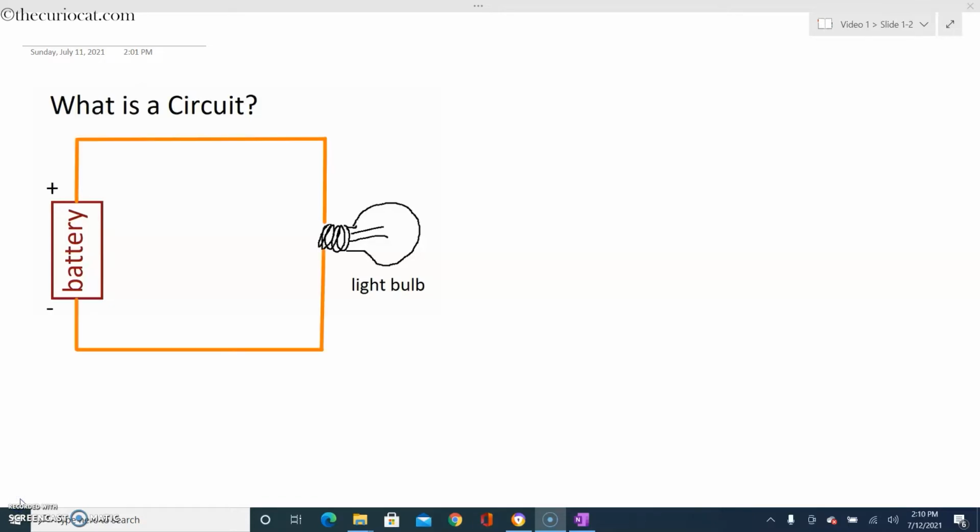So now I've added some wires. These orange wires can just be some copper wires. Notice that for the battery, I've included the positive sign, meaning the cathode of the battery, and the negative sign, meaning the anode of the battery. Now you have a circuit because now you have a closed loop. Because you have established a circuit, the light bulb will light up.